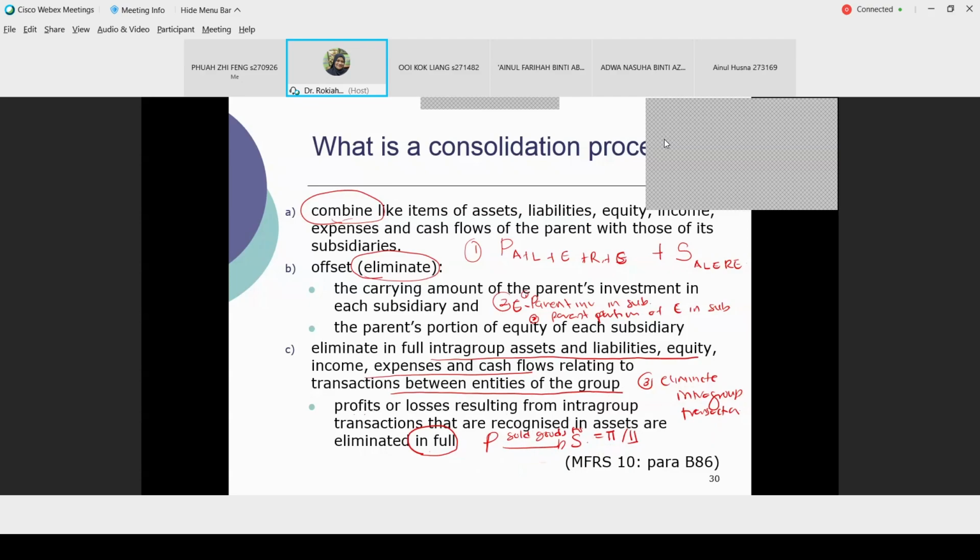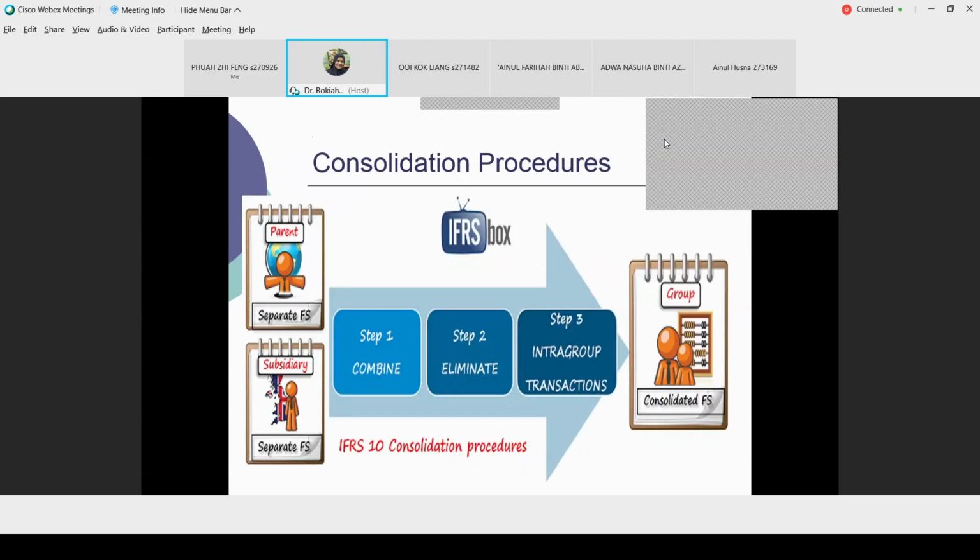So three things that we need to do. This is what we have. If you look at the procedures here, both parent and subsidiary are going to prepare their own financial statement, a separate financial statement. So for the purpose of consolidation, we're going to combine.